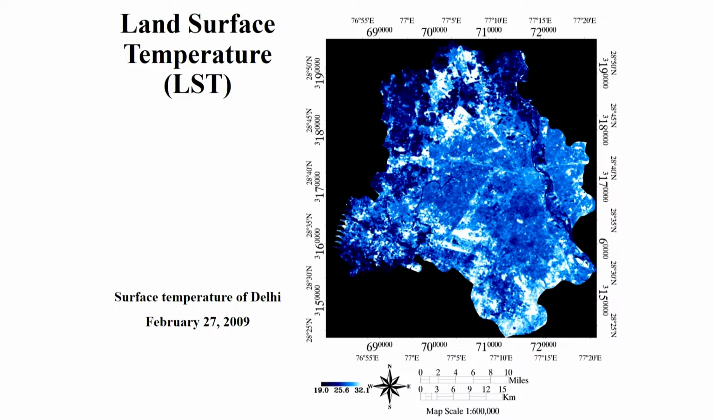Now this is the land surface temperature image derived from the Landsat data set, and the temperature was generated by measuring the NDVI based emissivity. In this image you can see the temperature varies from 19 degrees to 32 degrees. The dark color shows the very low temperature, 19 degrees, and all the bright patches show 32 degrees. This is the Landsat image acquired for Delhi on 27 February 2009.